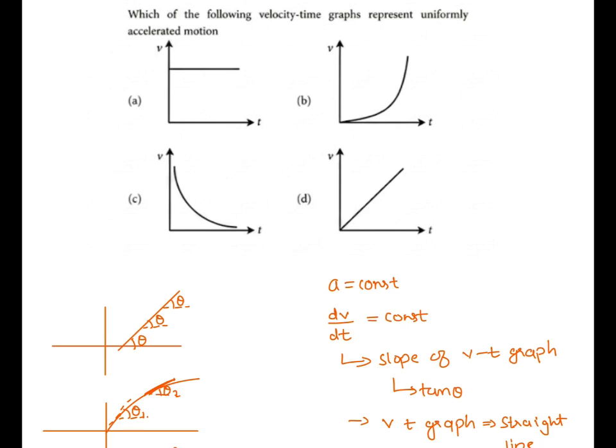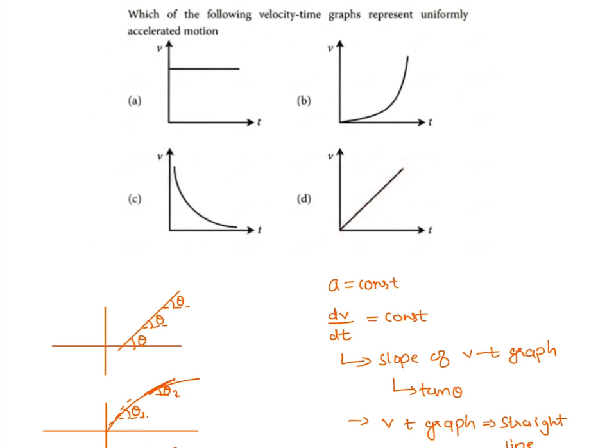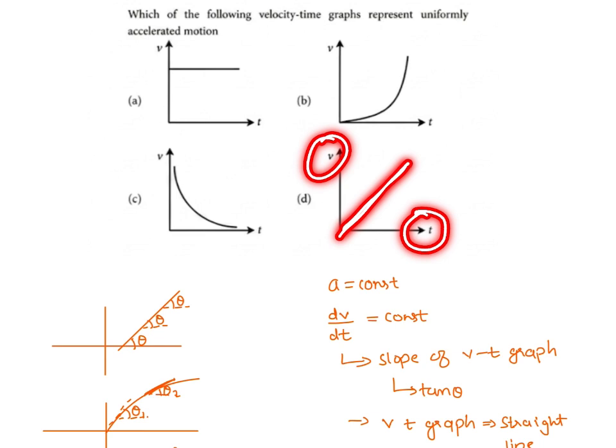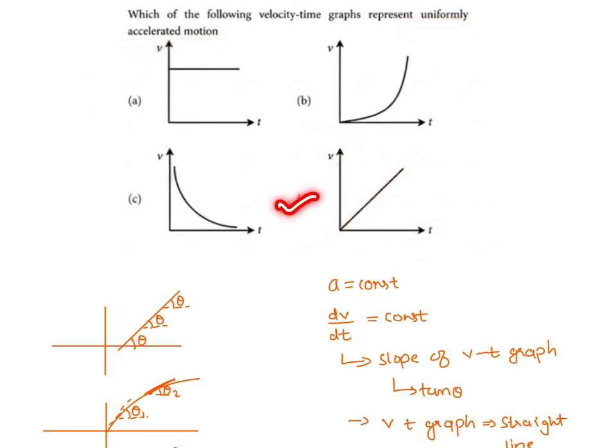So obviously this is not a straight line. This is also not a straight line. So this is a straight line. So I can say this velocity time graph represents uniformly accelerated motion. So the option is D.